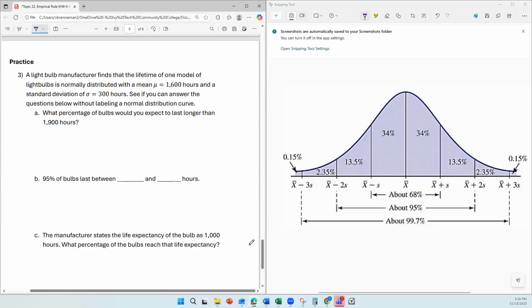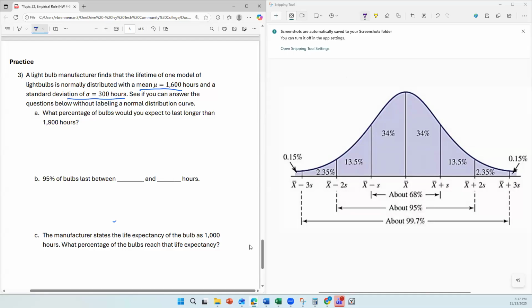So here we have a light bulb manufacturer finds the lifetime of one model of light bulbs is normally distributed with a mean of 1600, standard deviation of 300. So that's the information you'll always be given, the mean and standard deviation, and so that will be used to find that. So what percentage of bulbs would last longer than 1900 hours?